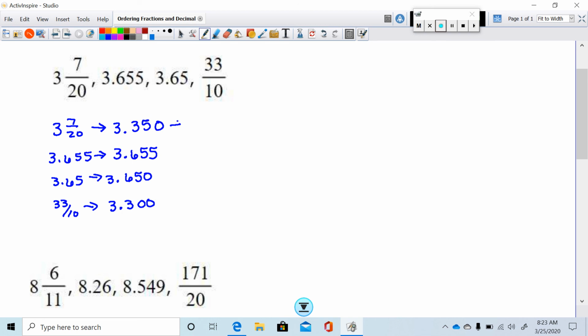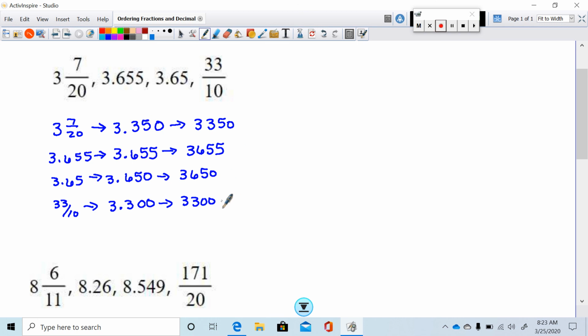Okay, the reason you want them to have the same number of decimal places is because then you can literally forget that the decimals even exist. So this one's going to be 3,350. This one's 3,655. This is 3,650. And this is 3,300. Okay, now it's easy to see what's biggest, smallest to largest.